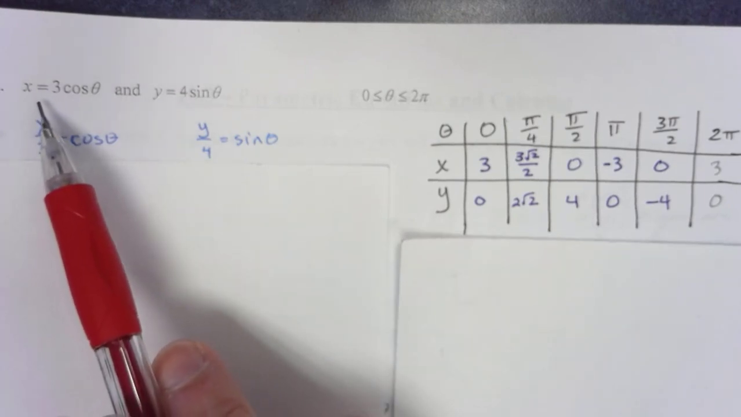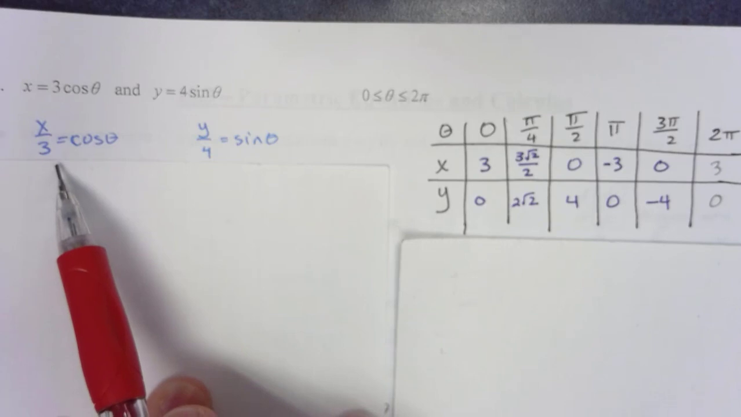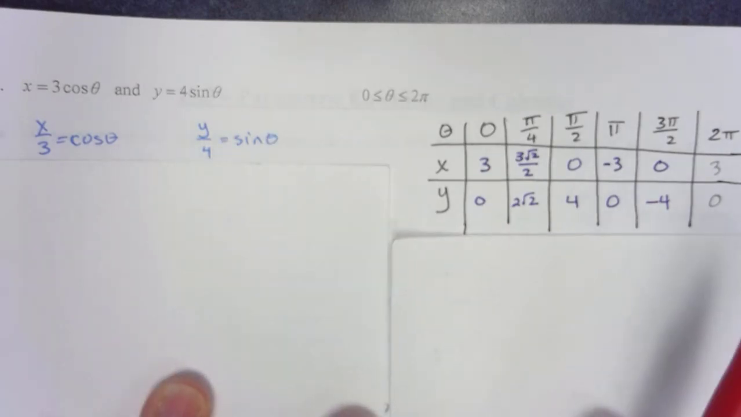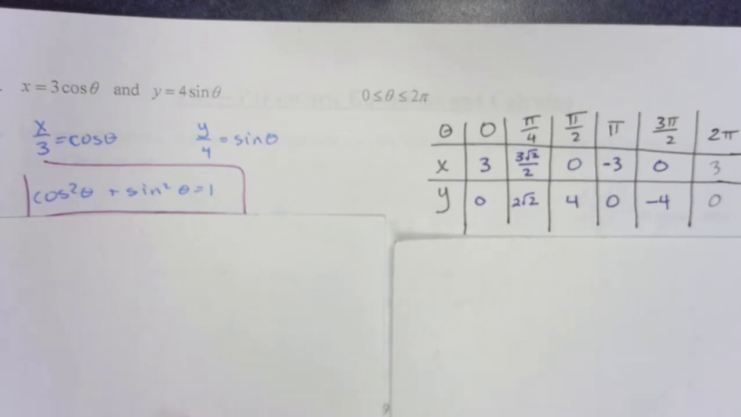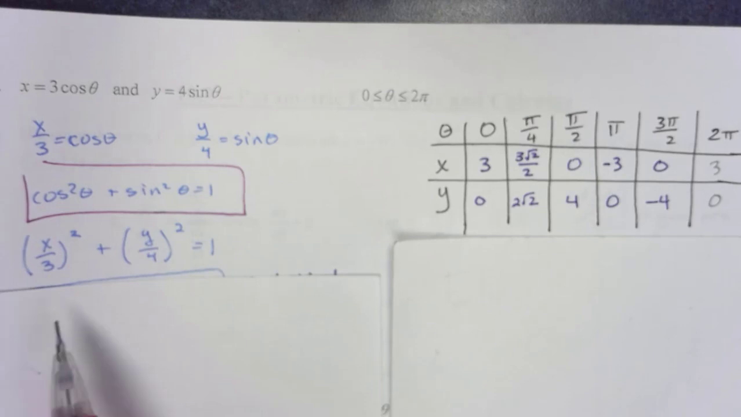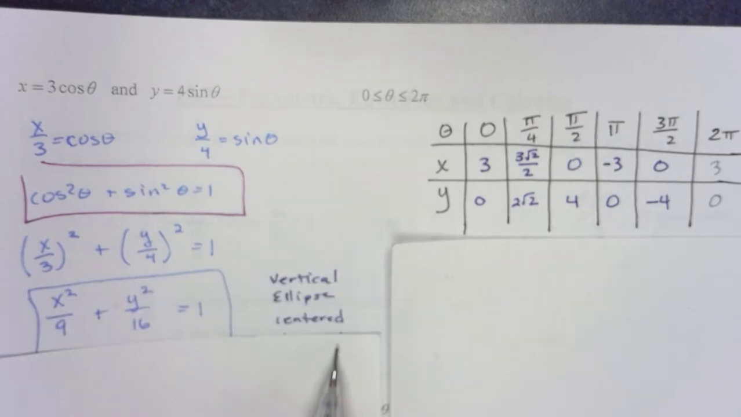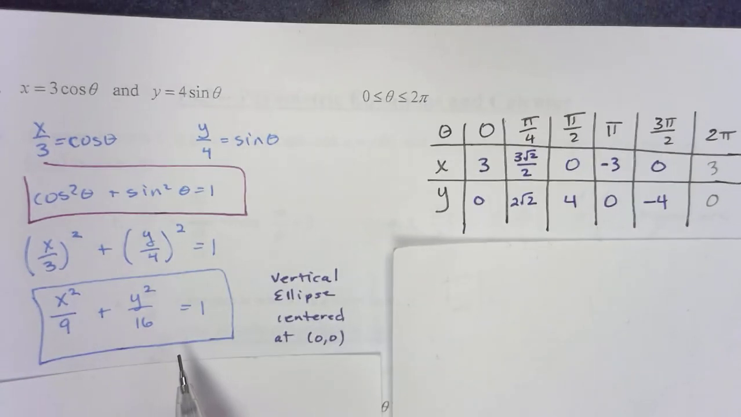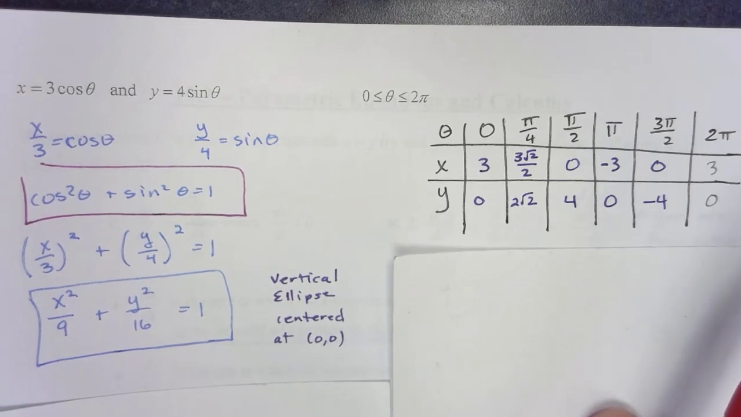And let's eliminate the parameter. If x is 3 cosine theta, x over 3 is cosine of theta, y over 4 is sine of theta, and we know that cosine squared theta plus sine squared theta is 1, and we get that. Ooh, what is that an equation of? It is a vertical ellipse centered at the origin. We know it's vertical because my a squared is larger than my b squared, and it's under the y squared term. So we have an idea of what this looks like.